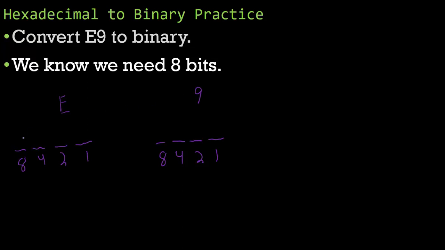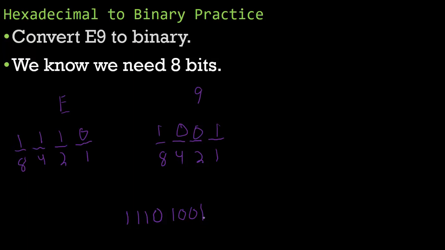To get to 14, I need an 8. 14 minus 8 is 6. To get 6, I add 4 and 2. So my starting binary value of this hexadecimal character E9 is 1110. That is the E. Now I need to find 9. I need an 8 and a 1. 8 plus 1 is 9. My last 4 bits are 1, 0, 0, 1.